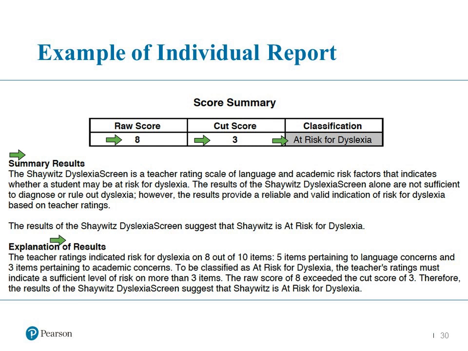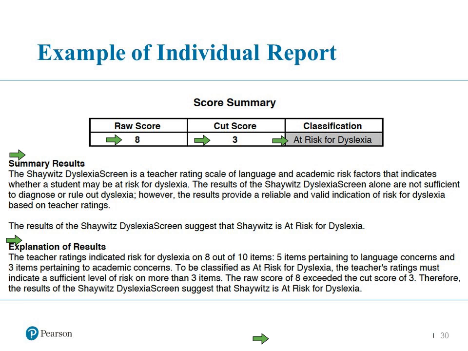So the other part of it that I think is really important is the explanation of results. And what this tells you is that indicated risk for dyslexia on 8 out of 10 items, 5 items pertaining to language concerns, and 3 items pertaining to academic concerns. So the interesting thing about this is it also does split up the areas where the child got most areas of at risk. Now, what indicates at risk is going to be unique for each item, okay, and it's going to be dependent on the norm sample, right?